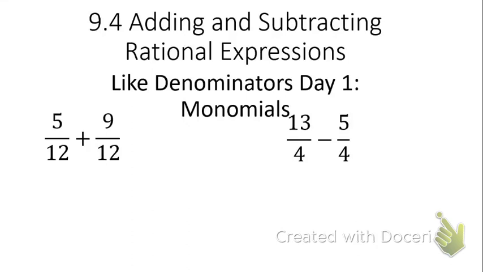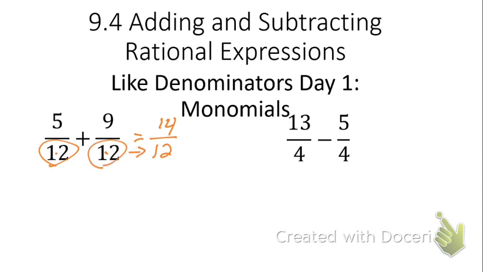All right, ladies and gentlemen, we're getting into adding and subtracting rational expressions. A little review over how to add fractions. This has a 12 as a denominator, and that's a 12 as a denominator there as well. So we can add these. It's perfect. So 5 plus 9 is 14, and then the 12 stays. If that's the denominator and that's the denominator, it stays.